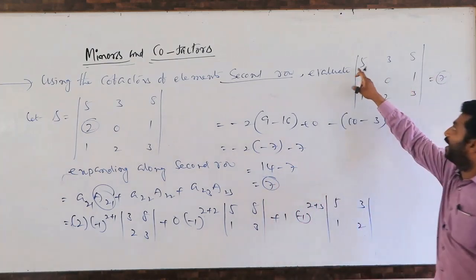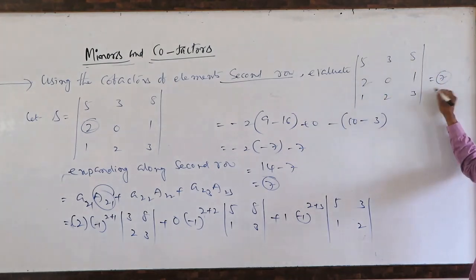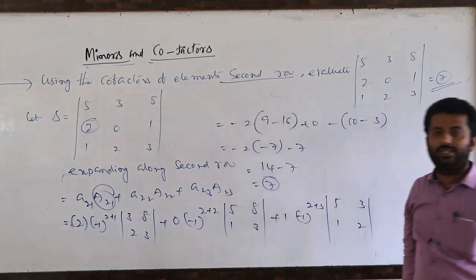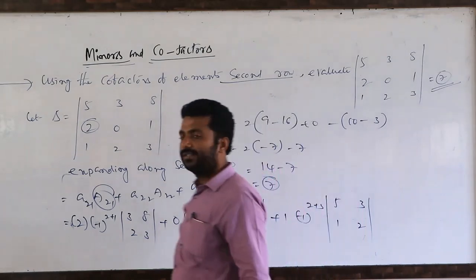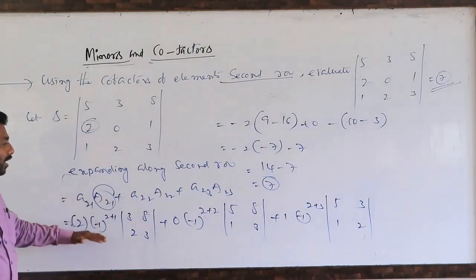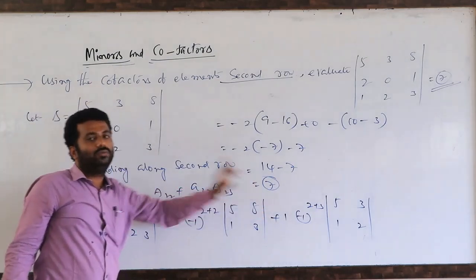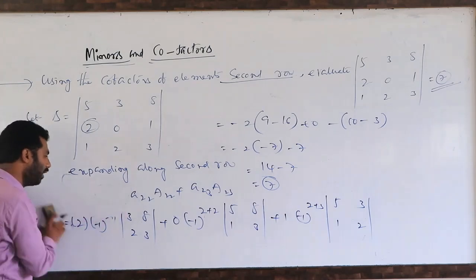If you want to expand along the second row, third row, fourth row, or first column, second column, third column, you will get the determinant always as 7. So if you expand along the second row or along the third row, what will you get? Always the determinant of A, that is 7 only will come. Not only this one, I will give one more.